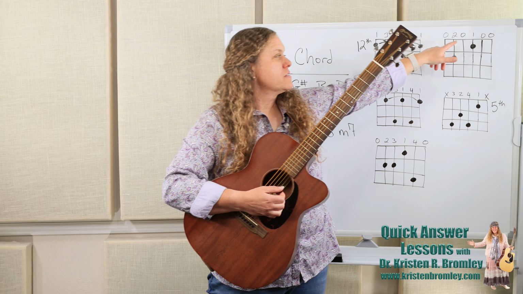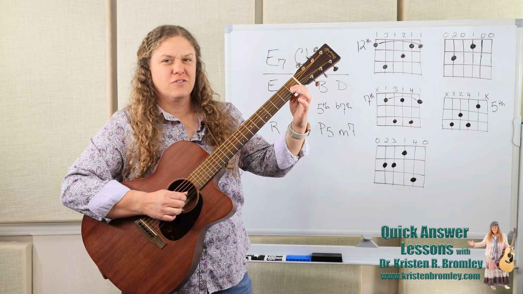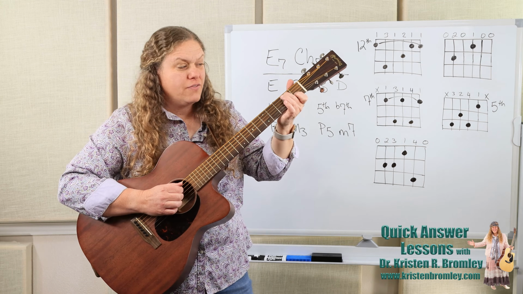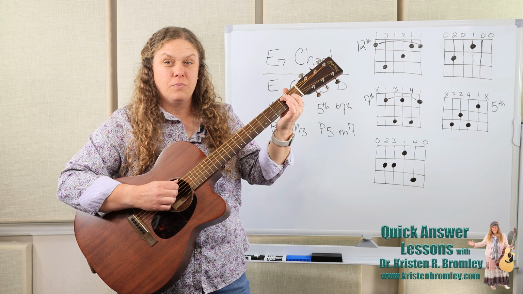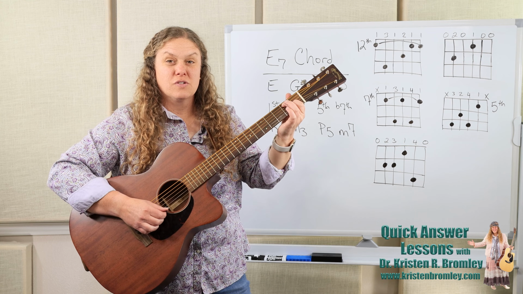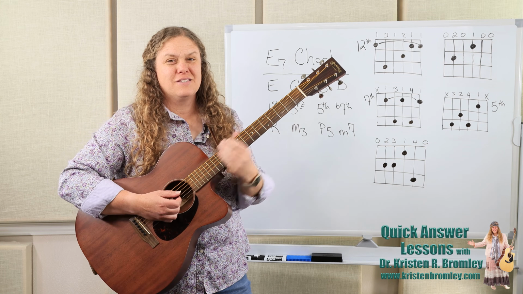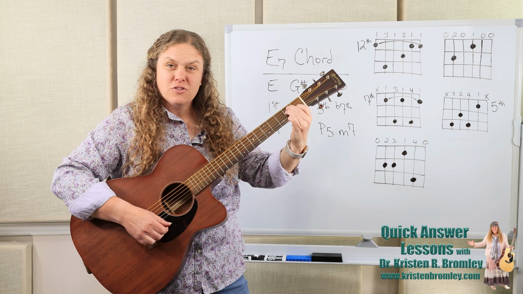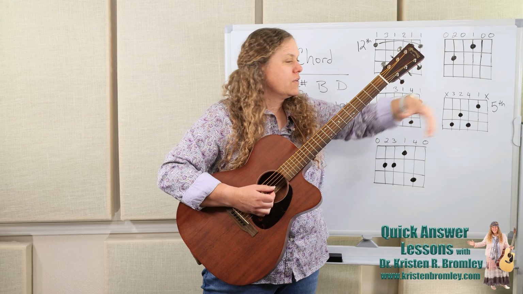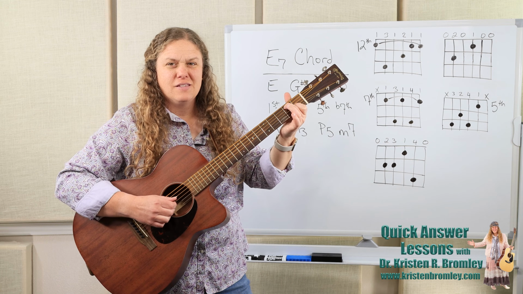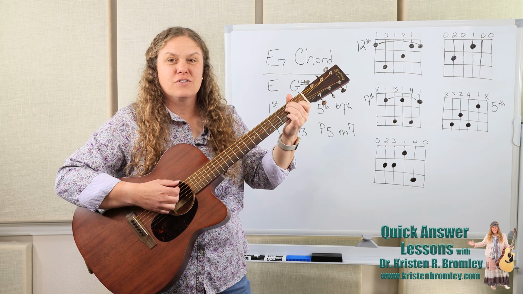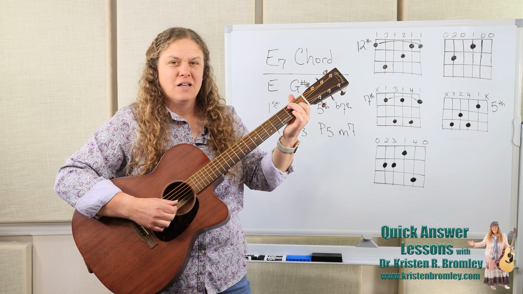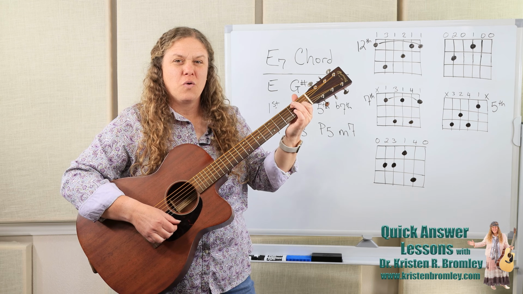With this one, our index goes on the 1st fret of the 3rd string. Our middle finger goes on the 2nd fret of the 5th string, and everything else is played open. So strings 1, 2, 4, and 6 are all played open, just like so. If you're used to playing the E major chord, all we have to do is take our ring finger off, and we've got E7. E7 versus E major versus E minor. So there's our E7. Great sounding chord.